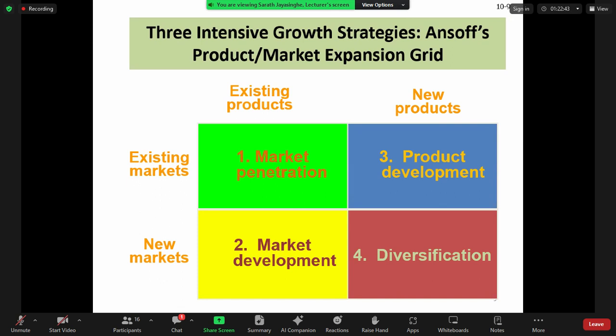In the product development stage, they have an existing market, so they will want to develop a new product to be stable in the market. So they can expand their existing product or create a new product to be stable in the market.